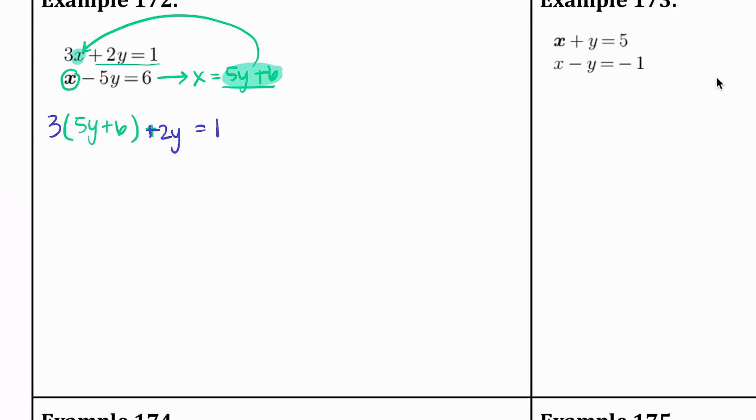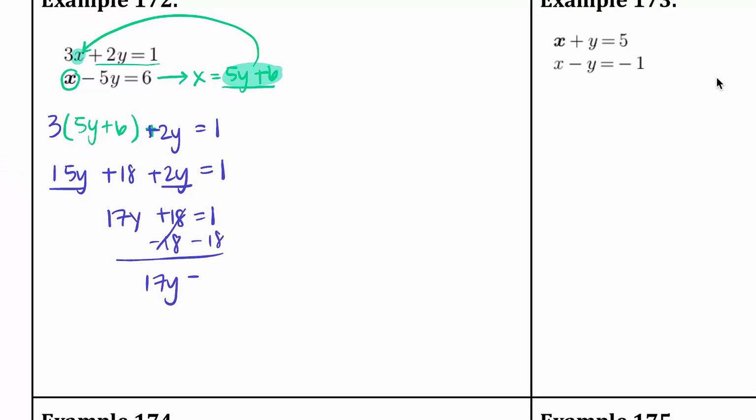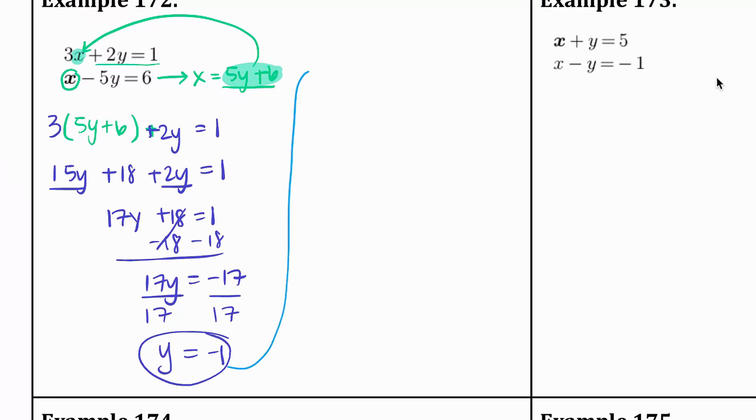Again, we have a one variable equation left. We only have y, so we just solve from here. 15y plus 18 plus 2y equals 1. Combine our like terms, we get 17y plus 18 equals 1. Start isolating our y, and we get 17y equals negative 17. To solve for y, we divide both sides by 17, and we get y equals negative 1. We don't stop there. We've got to go and find our x.